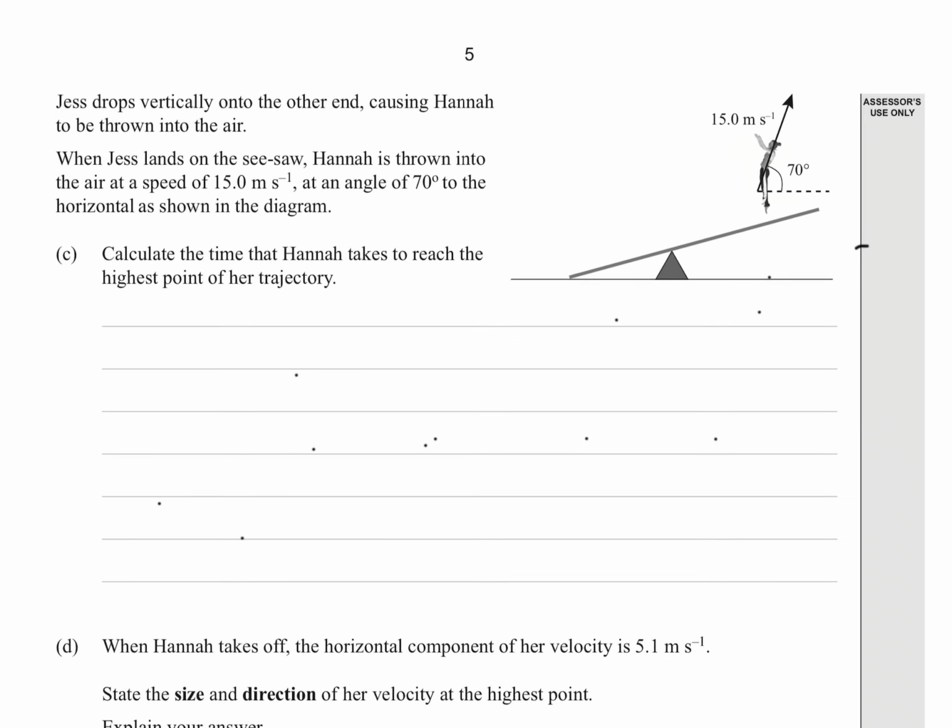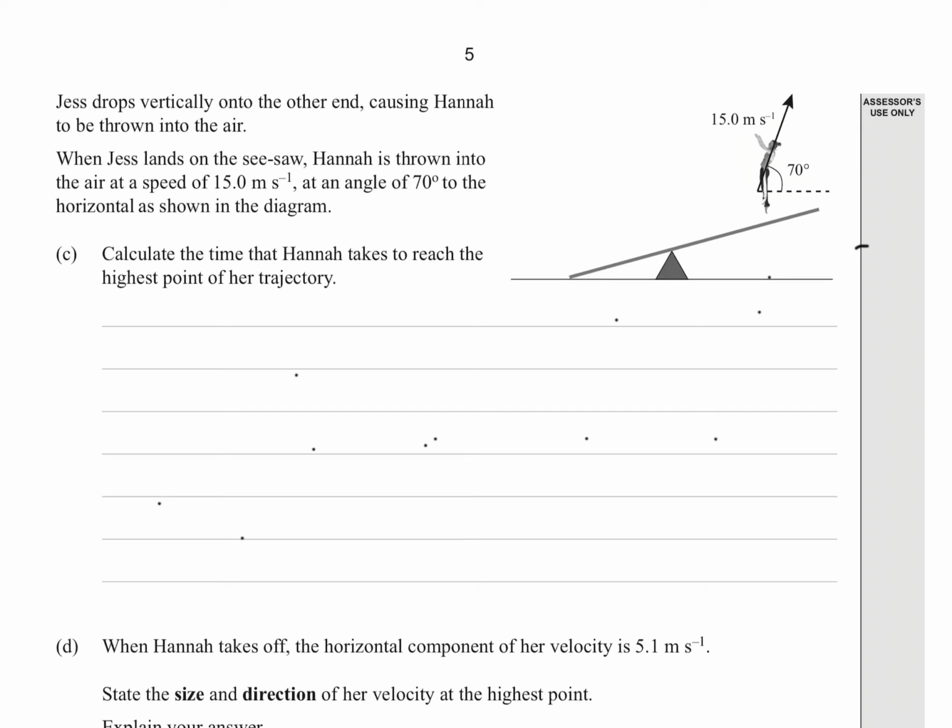Okay. Jess drops vertically onto the other end, causing Hannah to be thrown into the air. When Jess lands on the seesaw, Hannah is thrown into the air at a speed of 15 meters per second and an angle of 70 degrees to the horizontal as shown in the diagram. Calculate the time that Hannah takes to reach the highest point of her trajectory.